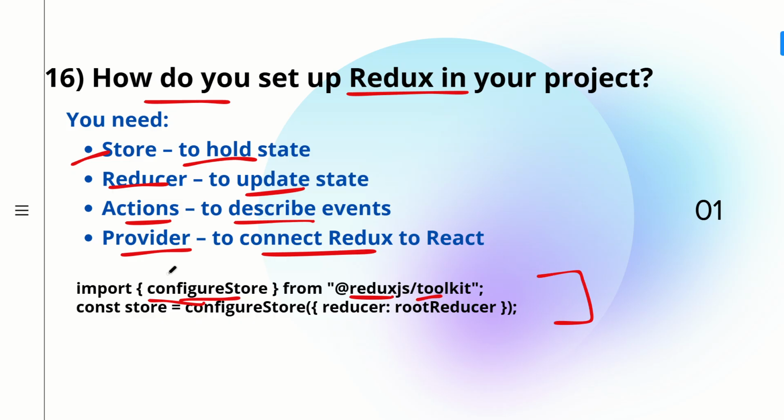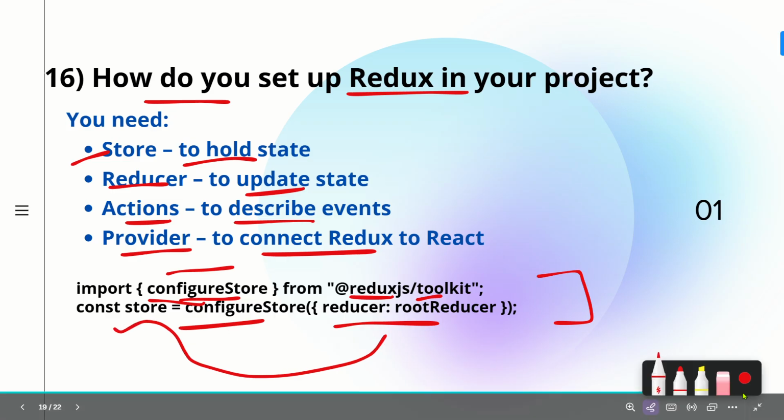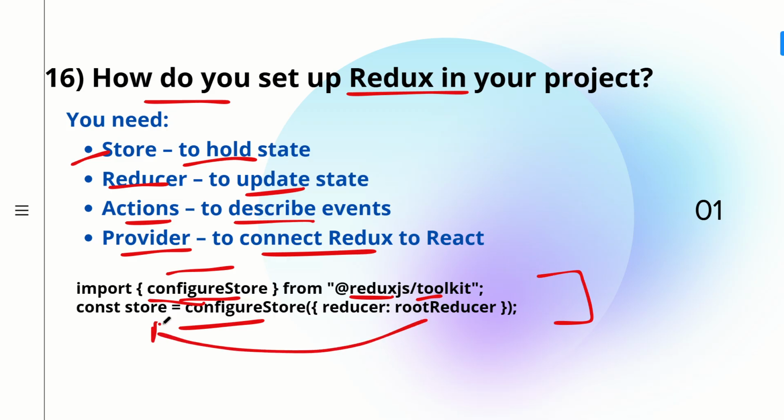From there you have to import something called configure store, and from configure store you will have something called reducers. And from reducer you are going to store the data. So what is this root reducer? Like in the previous question, we saw what a reducer is, but what is root reducer? Like I'm hearing it for the first time.